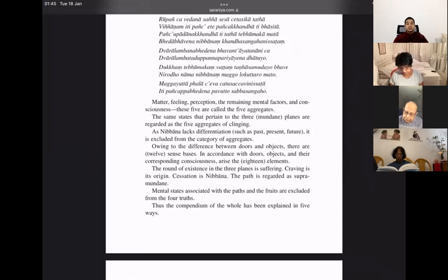In five ways. Why are the mental states associated with the path and the fruits excluded from the four truths? Because of that realization. We are talking about the path; the four noble truths relate a path leading to Nibbana, and that is exactly what it says within the Four Noble Truths and its definitions. The paths and the fruits are the experiences of that said Nibbana. That is why it is excluded there. Okay?